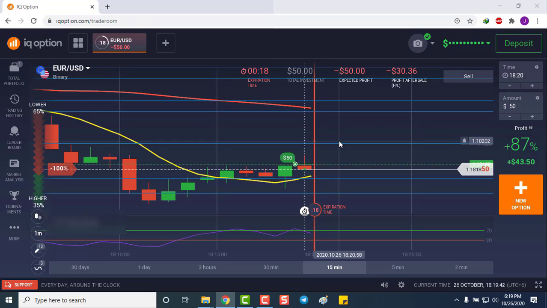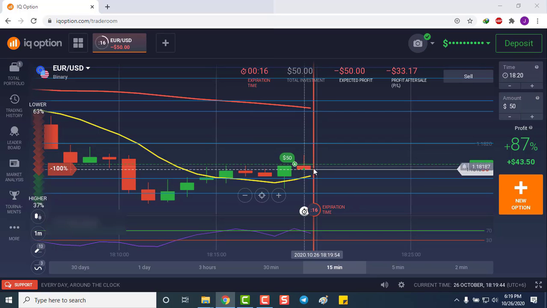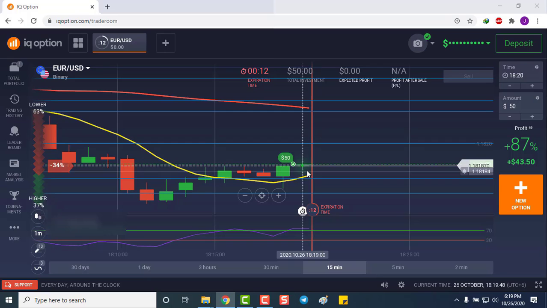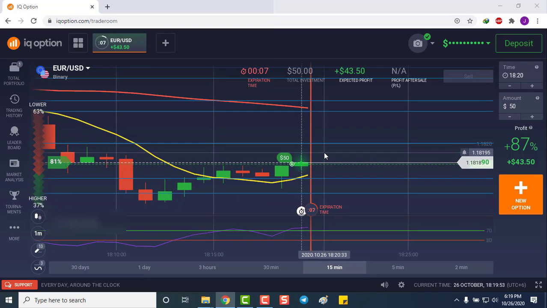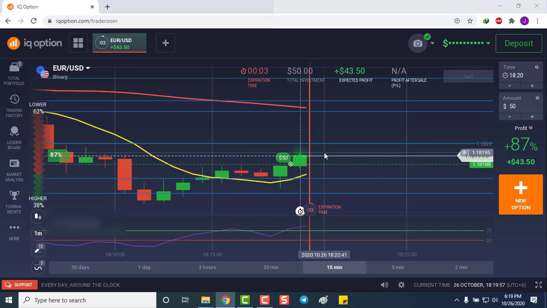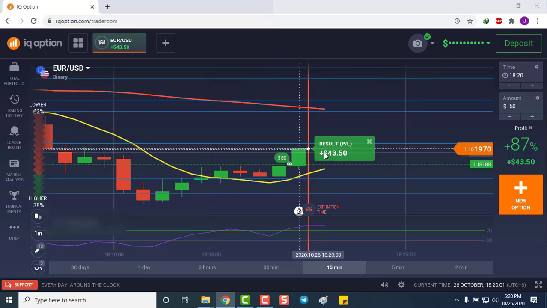And guys, I think we will win this trade. It already gets some rejection from sellers, but I think this candle will go up and we will win this trade. Okay guys, only 4 seconds remaining. If we win this trade, we will close our session here. Okay guys, we win this trade, so let's close this session here.